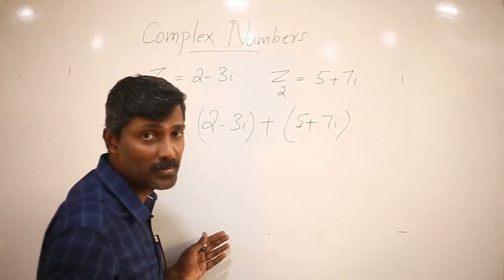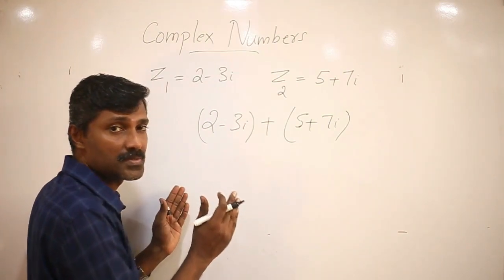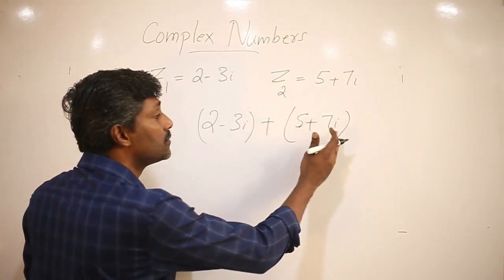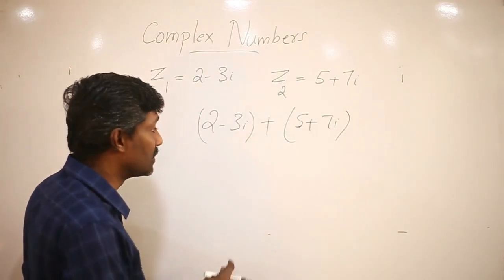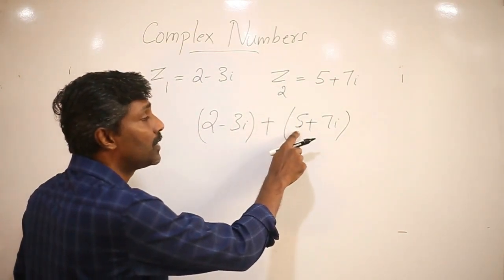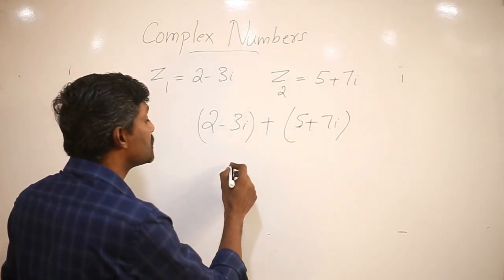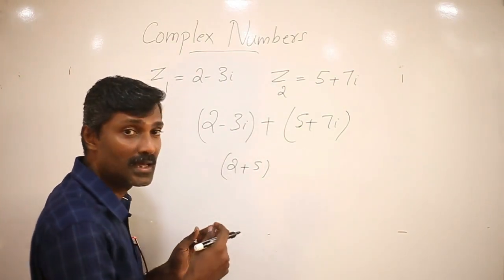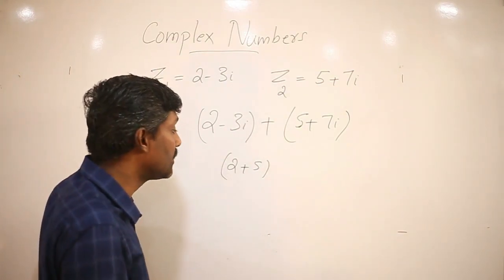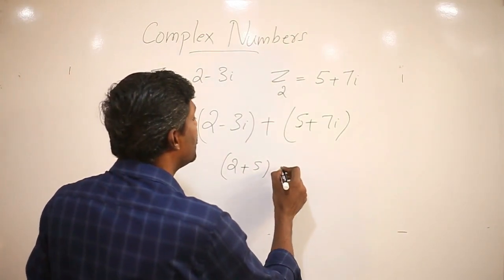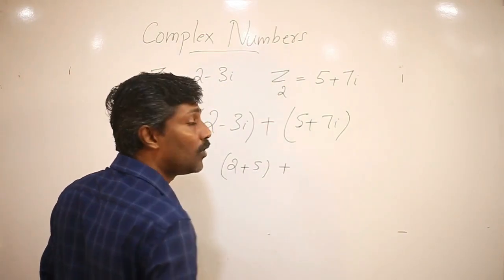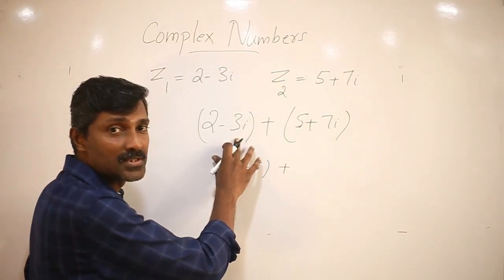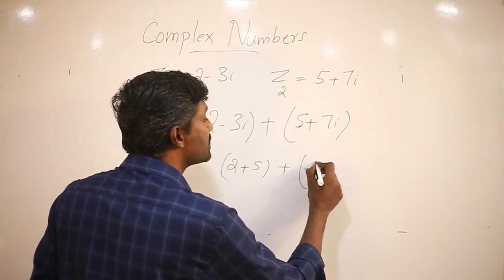We are adding these two complex numbers. We add the corresponding numbers. That is, the real numbers you add them, the imaginary numbers you add them, and you will get the answer. Here the real part is 2, here the real part is 5. So add these two: 2 plus 5, you group it. That's the first part of the answer, the real part. And then plus, what is the imaginary part of the first complex number? It is minus 3i, right? So we write minus 3i.